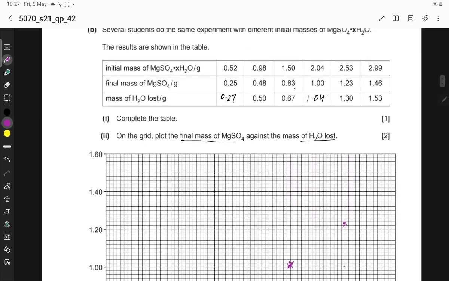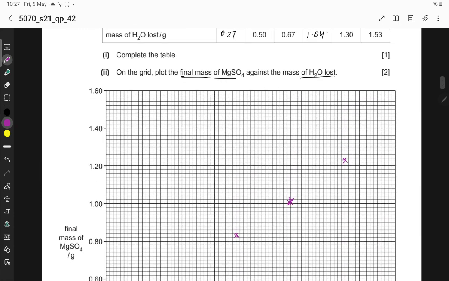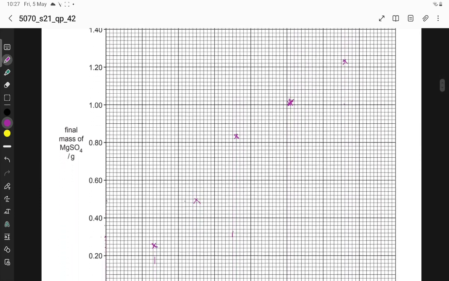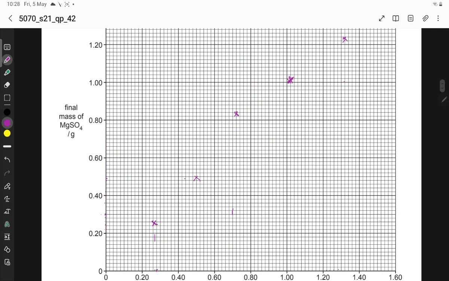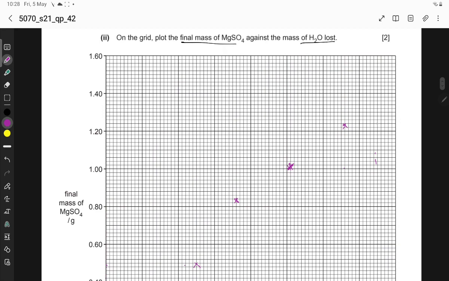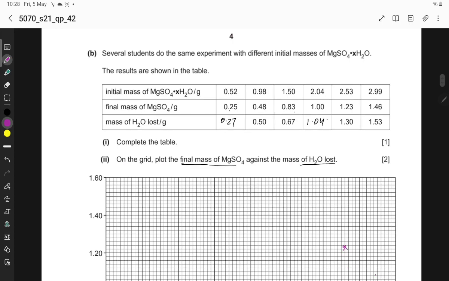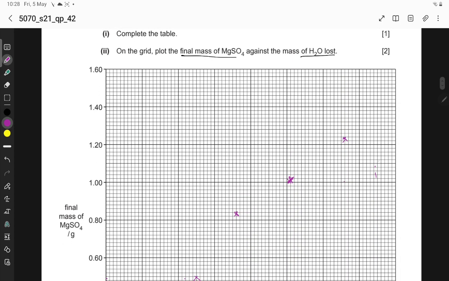And the final is 1.53 and 1.46. This is 1.53 and 1.46.